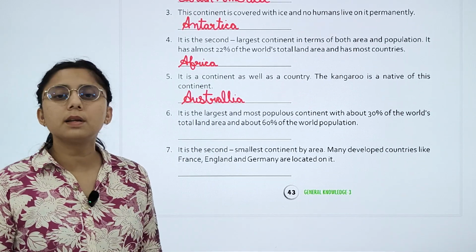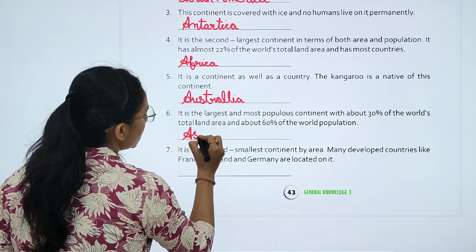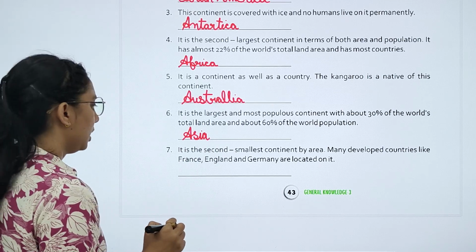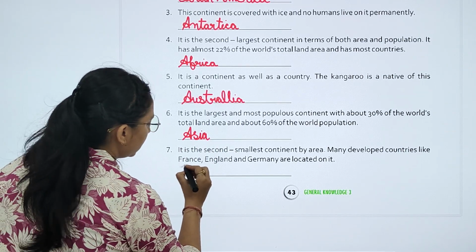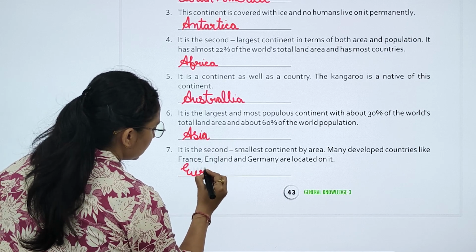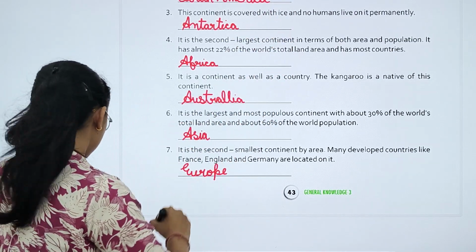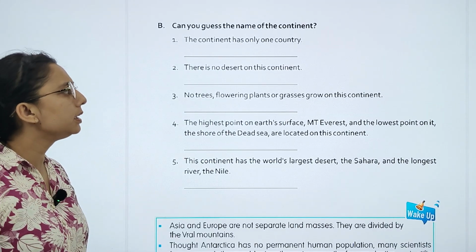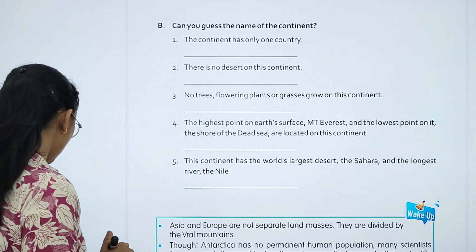It is the largest and the most populous continent. जहाँ पे हम भी रहते हैं, एशिया. It is the second smallest continent by area. Right? Can you guess the name of the continent that has only one country? जिसमें खाली एक ही country है, that is Australia.